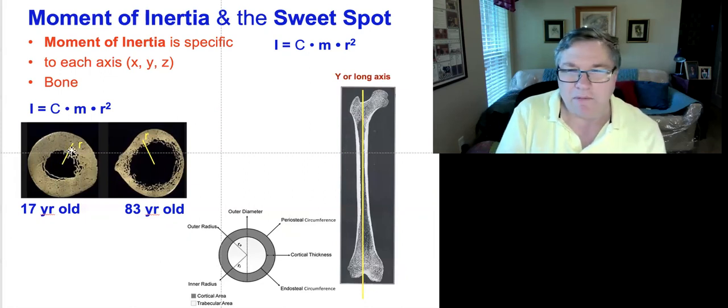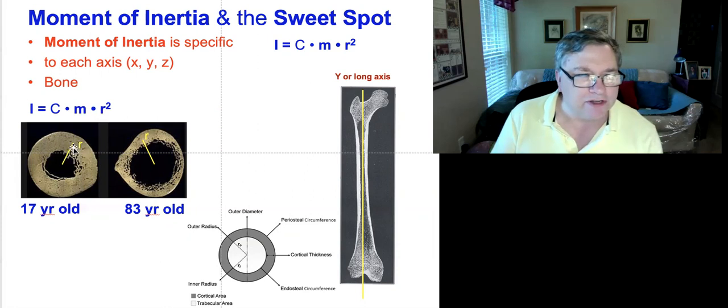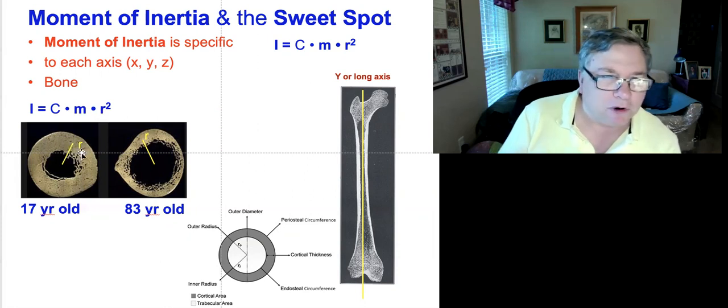So bones have a moment of inertia. Bone strength is often related to the moment of inertia, which is, you can see again, the product of the mass times the square of this radius of gyration. So this is a tube. It might be the fourth power.